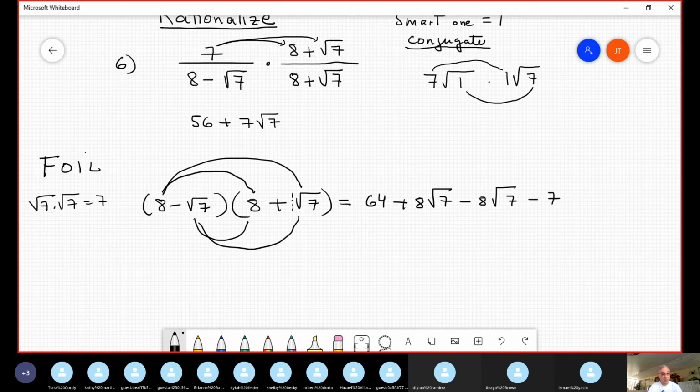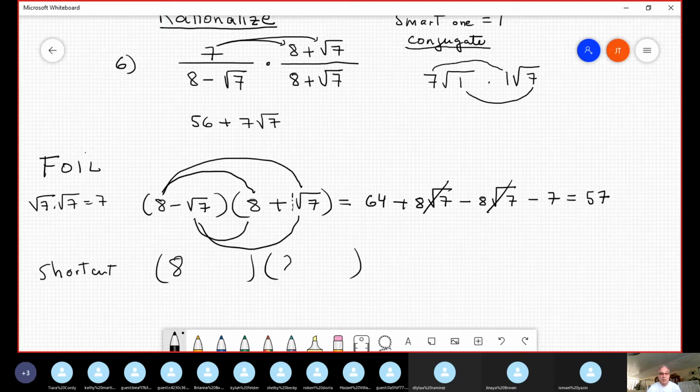And this always happens. The radical disappears. This is the intention. This is rationalized, because we have 64 minus 7, which is 57. Okay. This is the shortcut, the shortcut to do it fast.